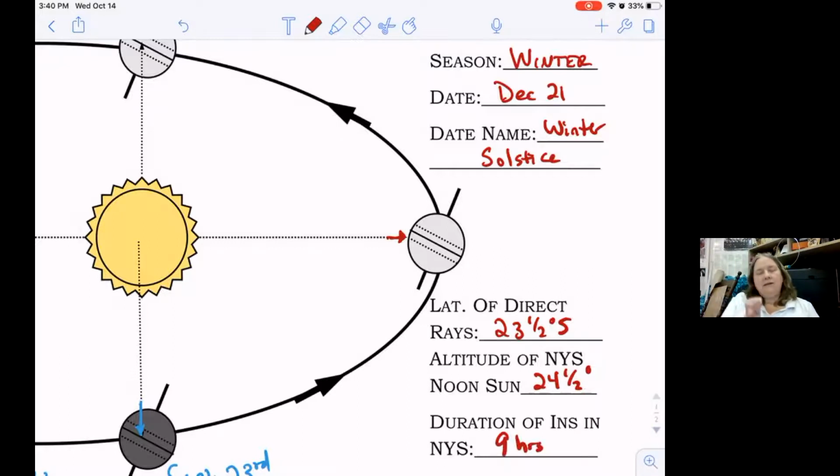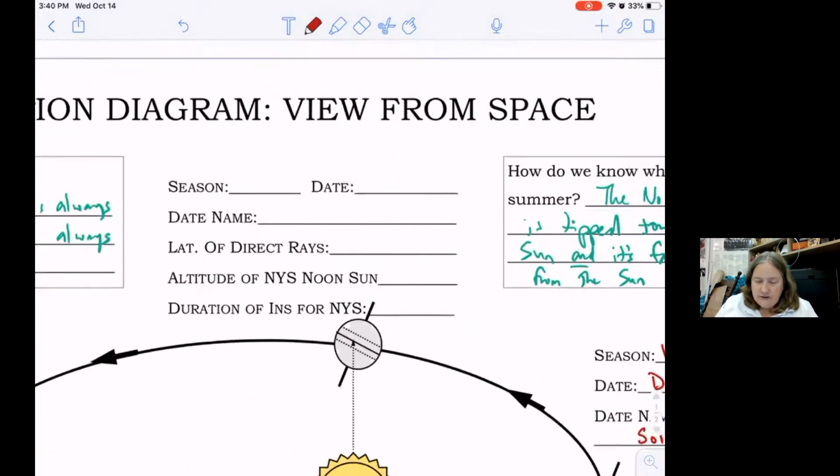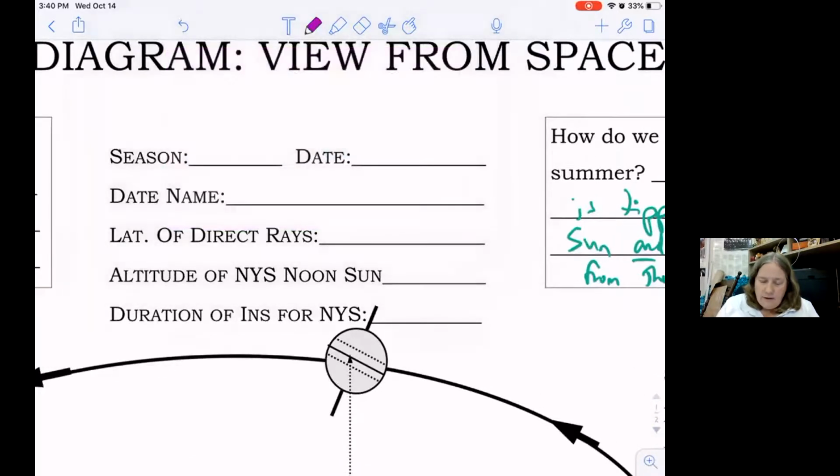If you remember, equinoxes is 12. You add 3, you get the summer solstice. You subtract 3, you get the winter solstice. All right. And then finally, we go up here to the spring, which is our next season. The date is March 21st for the spring equinox.